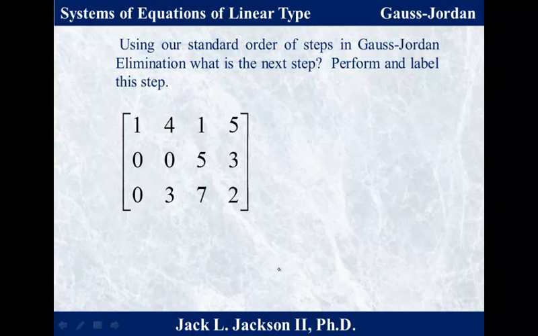Do the same thing here. What's the next step here? Figure out what the next step is going to be, heading towards the reduced row echelon form, and perform that step to get our next goal accomplished. Press pause now.